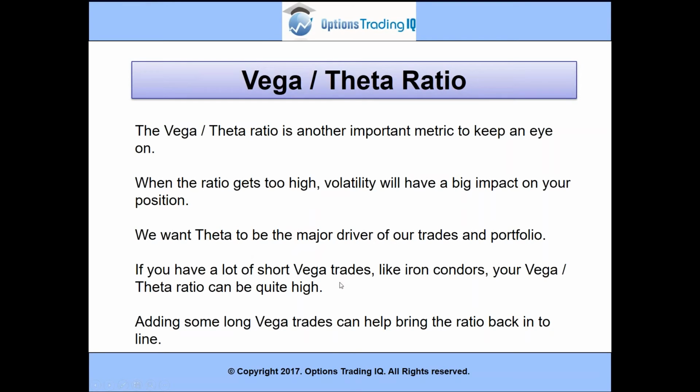If you have a lot of short Vega trades like iron condors, your Vega theta ratio can be quite high. You've got a big exposure to volatility, so adding some long Vega trades can help to bring the ratio back into line. I talked about that on Tuesday. If you're a big iron condor trader with a lot of short Vega, and implied volatility is low, the VIX is low, you might want to add some long strangles or something to help offset some of that volatility risk in your Vega. And we can look at that in terms of our ratios.